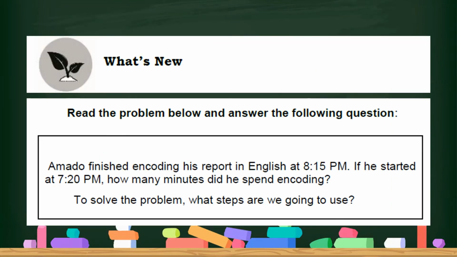Now you are about to learn how to solve problems involving elapsed time. To better understand our lesson for today, you will have to perform the simple activity below. Read the problem below and answer the following question. Amado finished encoding his report in English at 8:15 p.m. If he started at 7:20 p.m., how many minutes did he spend encoding? To solve the problem, what steps are we going to use?